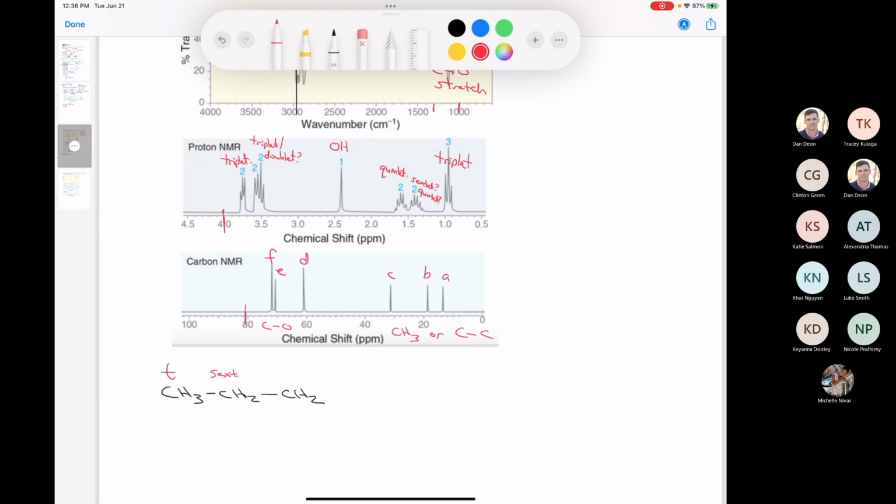Because it's coupled next to a total of 1, 2, 3, 4, 5 protons. So that covers the triplet and the sextet. And then if we wanted to have a quintet, then you'd have to put another carbon next to it like this. And then this one would give you a quintet because it's coupled next to 1, 2, 3, 4 hydrogens. 4 plus 1 gives you a quintet.